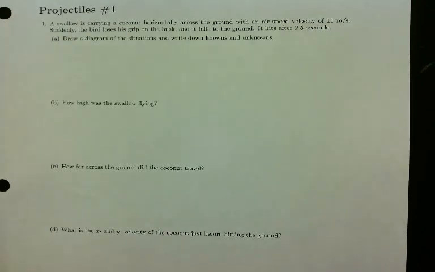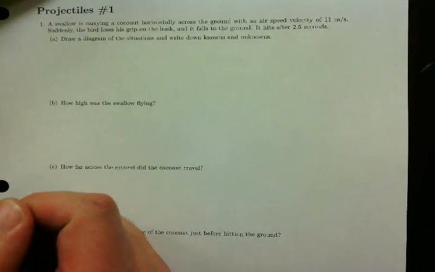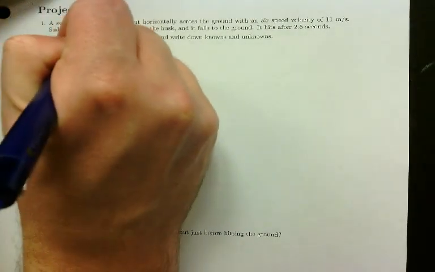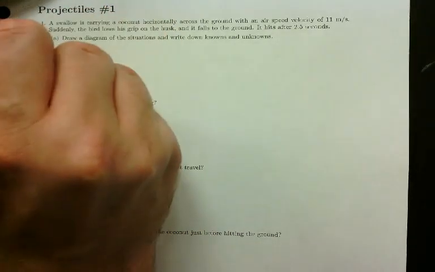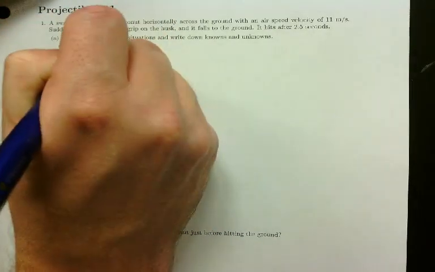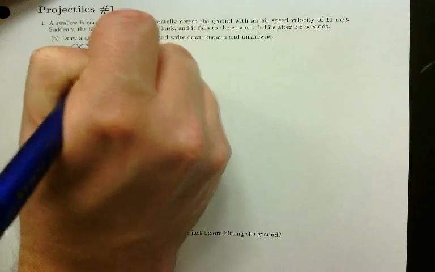All right. So the first thing I'm always going to ask you to do is to draw a diagram of the situation and write down the knowns and unknowns. Now, as we've said before, when we're doing diagrams, I'm not after artistic perfection. I'm just after something that gets the idea across. And so here's what I'm going to do. I've got a swallow carrying a coconut along the ground. So here I'm going to draw that. Here's my swallow carrying a coconut along the air, going this way at 11 meters per second.